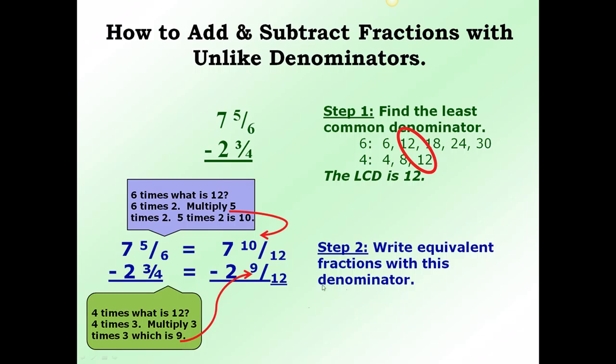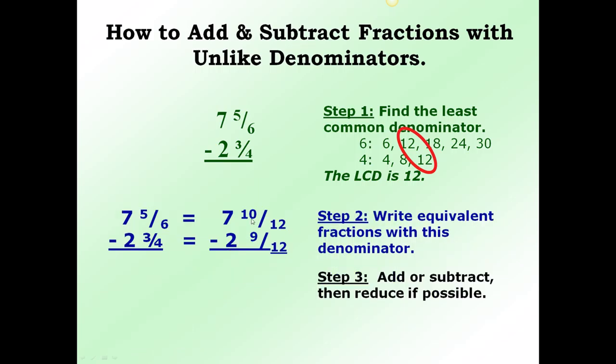Once we have this set up, we are ready to add or subtract. And in this case, we're subtracting. So I just subtract my numerators. 10 take away 9 is 1. So I have 1/12, and 7 take away 2 is 5. So I have 5 and 1/12. And always double check to see if you can reduce. However, just a tip of the day for you, if you ever have a numerator of 1, you're in simplest form. If your numerator is something else, always double check. But 5 and 1/12 is your correct answer.